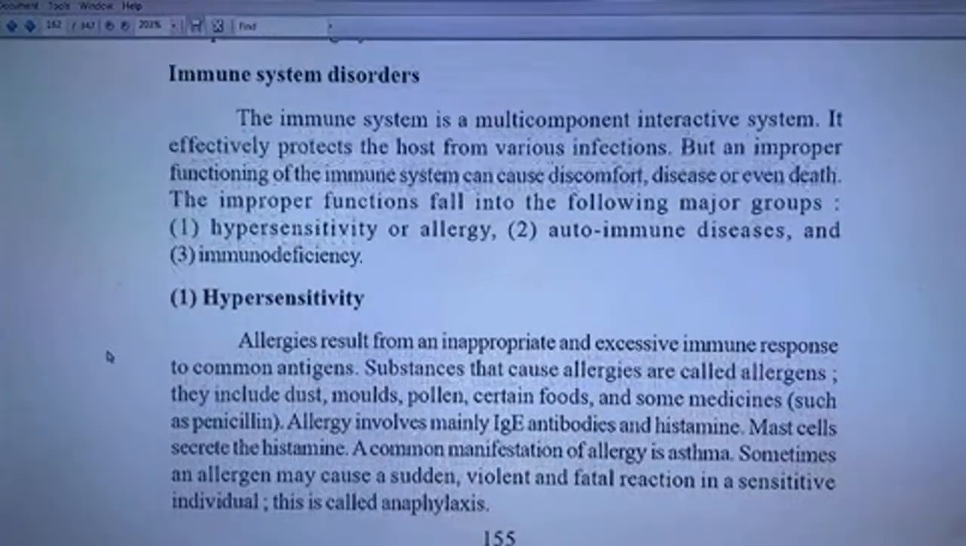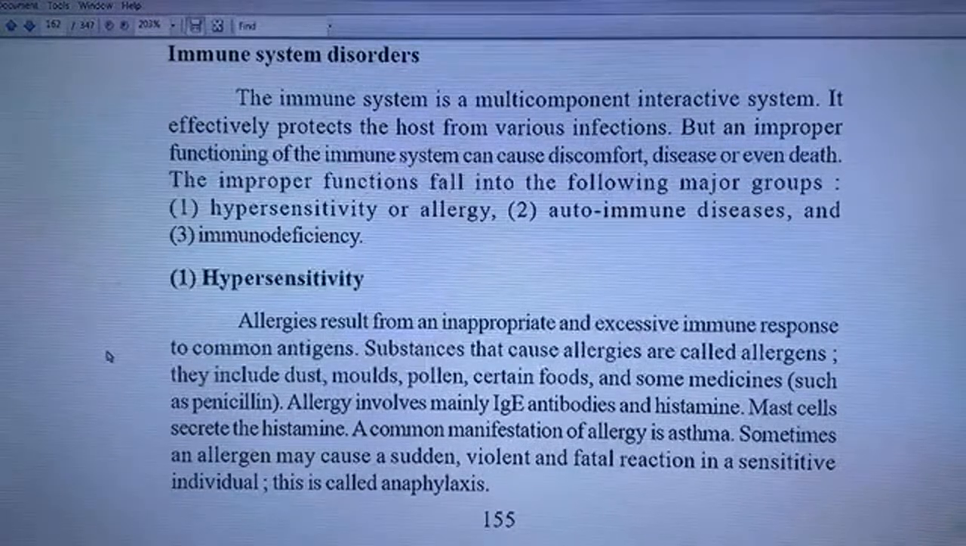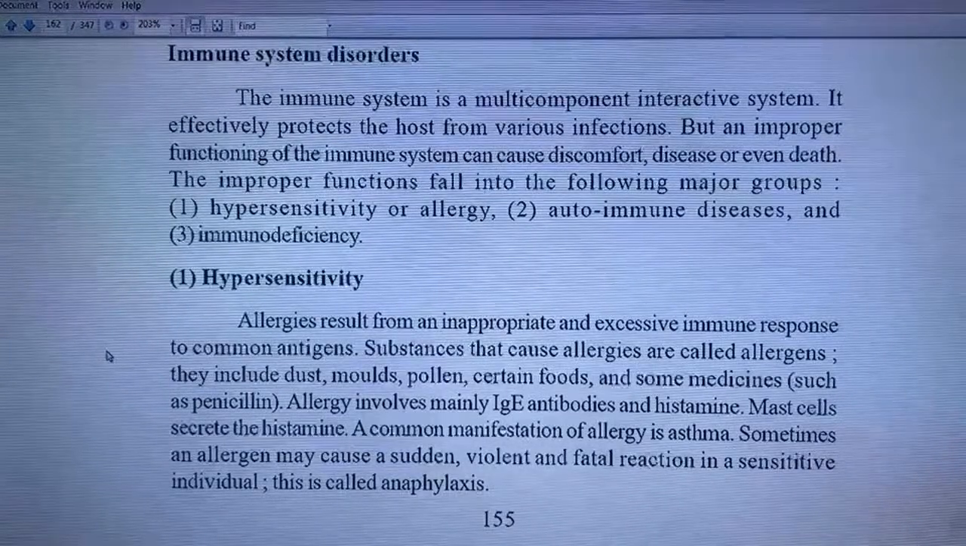Immune system disorders. The immune system is a multi-component interactive system. It effectively protects the host from various infections, but an improper functioning of the immune system can cause discomfort, disease, or even death. Immune system disorders fall into the following major groups: hypersensitivity or allergy, autoimmune disease, and immunodeficiency.